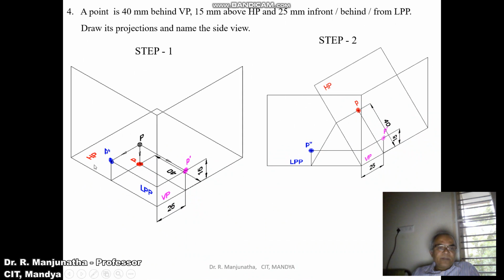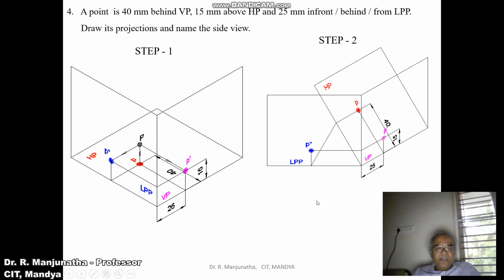In the left side view, the plane is between the object and the observer, since we are looking from the left side view. So obviously the object is behind LPP. Behind VP, so behind LPP. That is how we can analyze that. This should be the left side view.